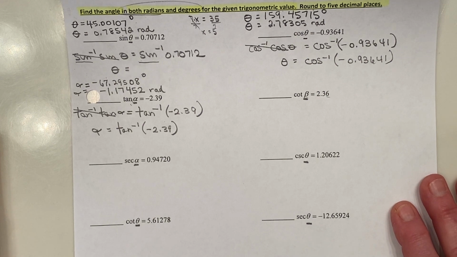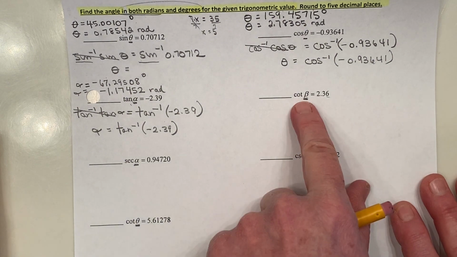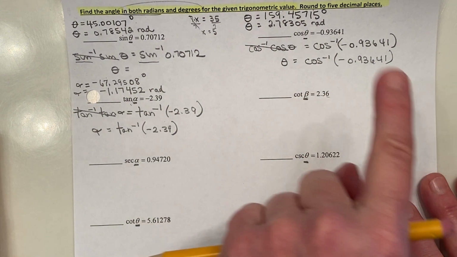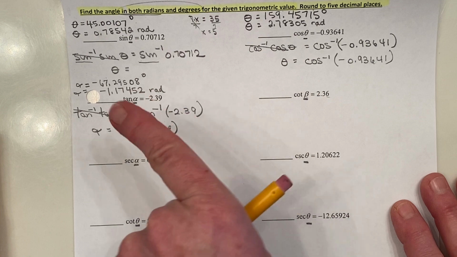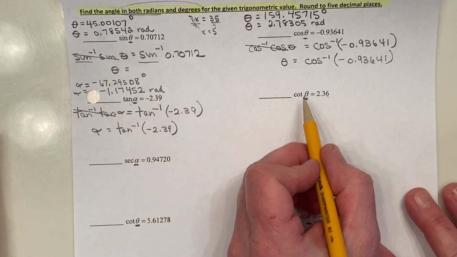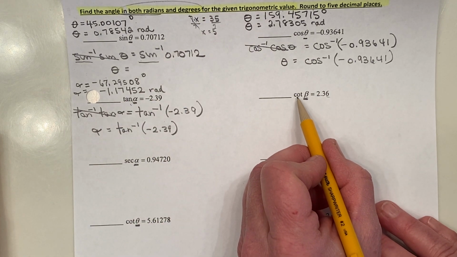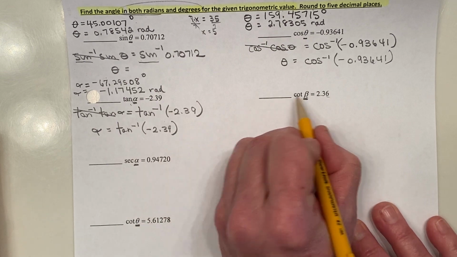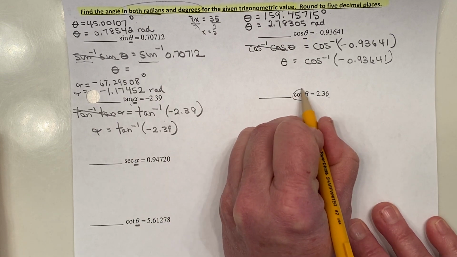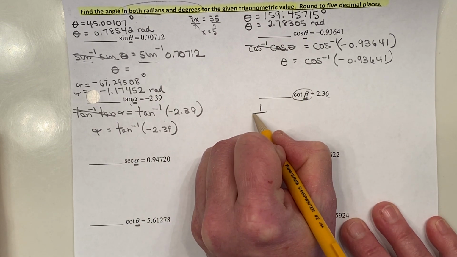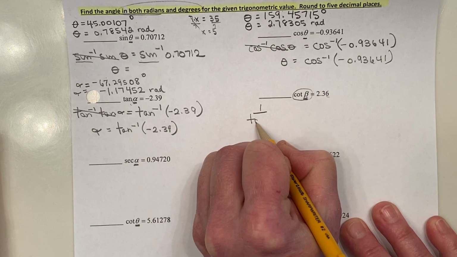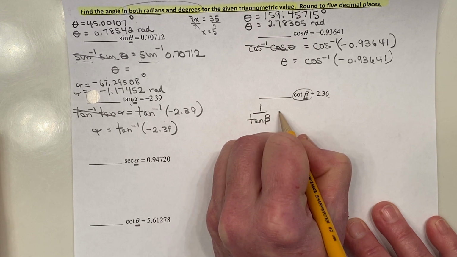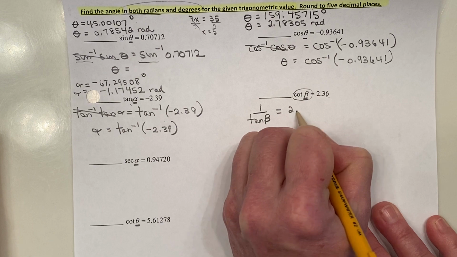All right. First thing I'm going to do here is try and get rid of cotangent and put it into one of the trig functions that I have on my calculator. So a little extra work here. Remember that cotangent, its reciprocal is tangent. So I could take cotangent of beta and rewrite it as 1 over tangent of beta, and then just bring over 2.36.